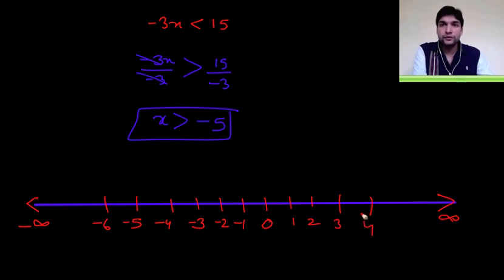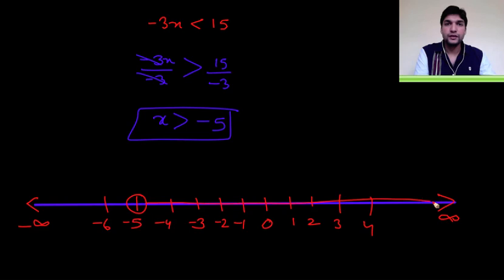x is greater than -5, but x cannot be -5. So put a circle, an unfilled circle, and move all the way till infinity. So x can take values from -5 till infinity. See here, normal bracket, no square bracket, because x cannot take the value of -5.